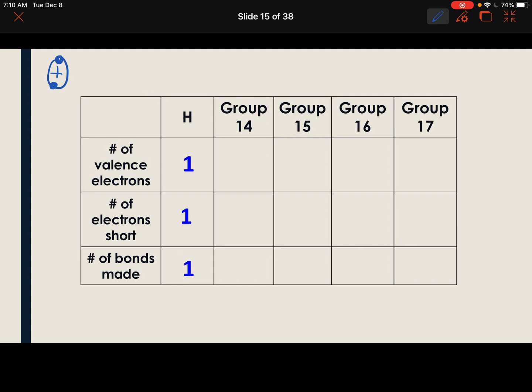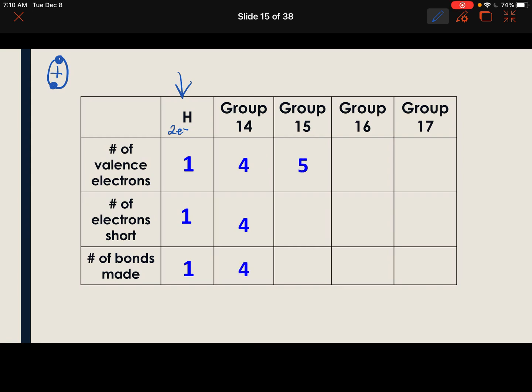Now group 14 elements, the nonmetals, would be carbon and silicon. They have 4 valence electrons, which means they are 4 electrons from 8, because remember the magic number is 8, except for hydrogen. Hydrogen only needs 2 electrons. And so group 14 has 4 valence electrons. It's 4 electrons short, and so in order to get those 4 electrons, it's going to form 4 bonds.